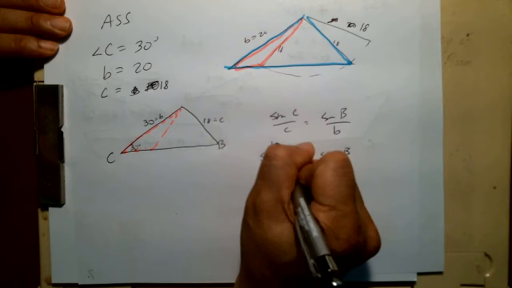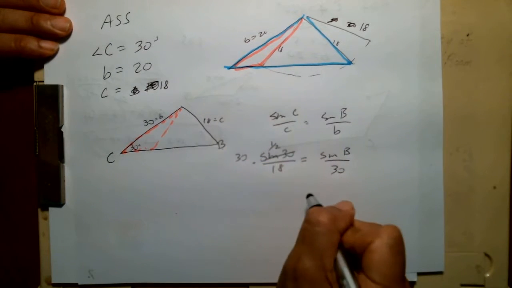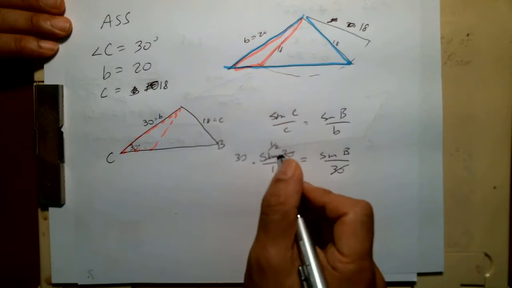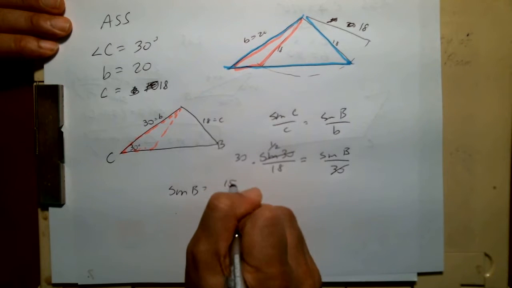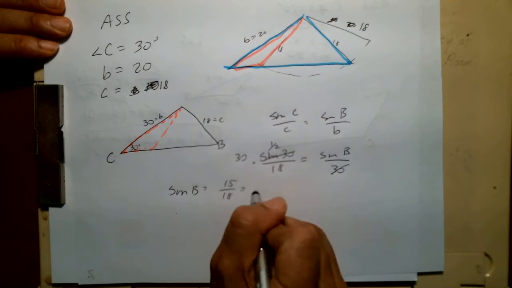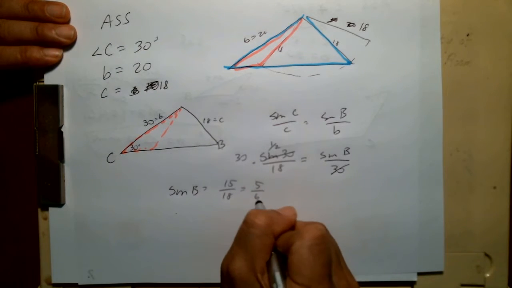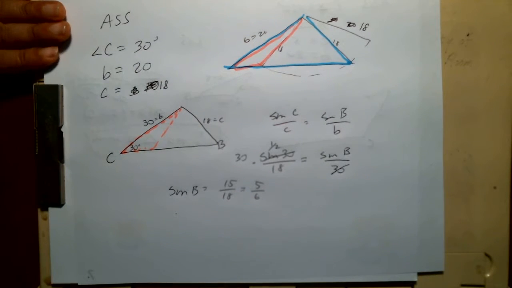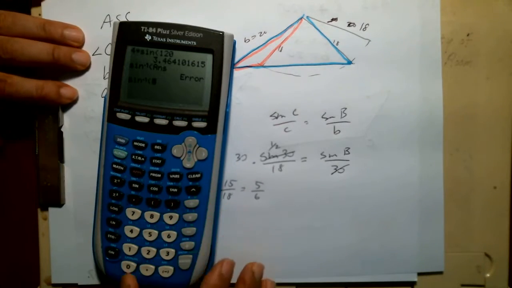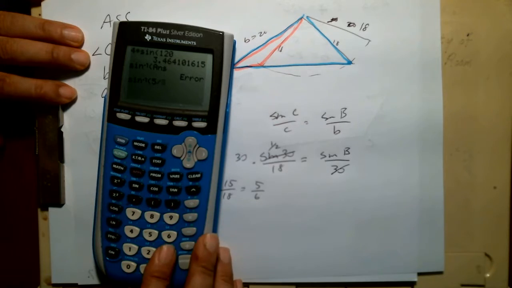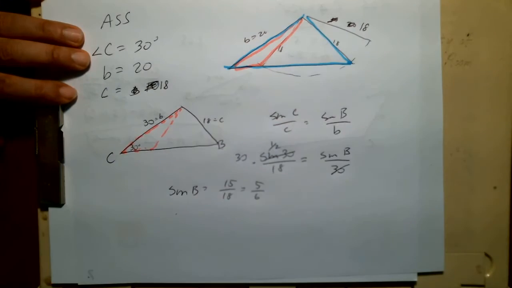I know the sine of 30 is 1/2, and I'm going to multiply it by 30 to get rid of that 30. 30 times 1/2 is going to be 15. Sine of b is equal to 15 over 18. Reduce that by 3, it's going to be 5 over 6. And I know that this is between -1 and 1, so I can use this. So the sine inverse of 5 divided by 6 is going to be 56.4 degrees.